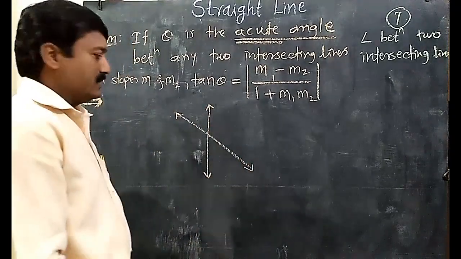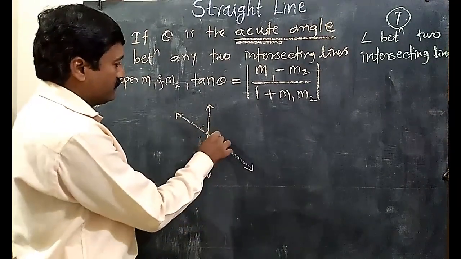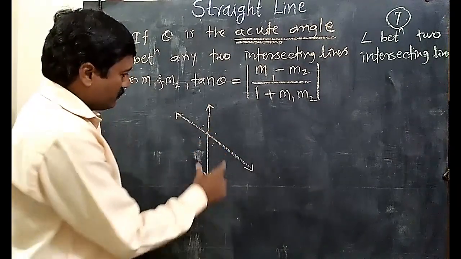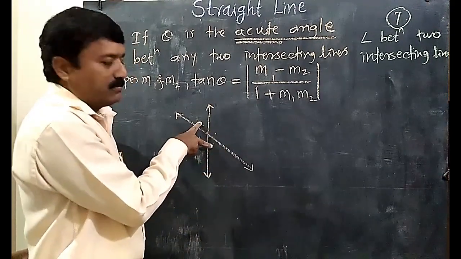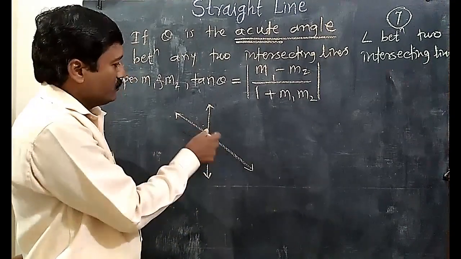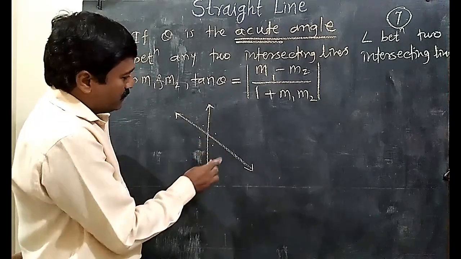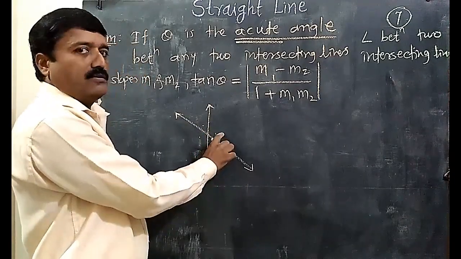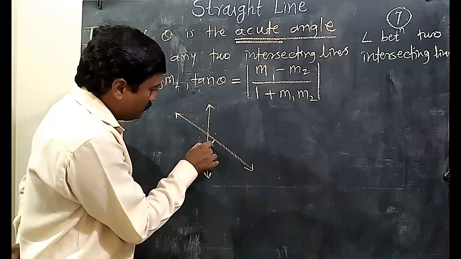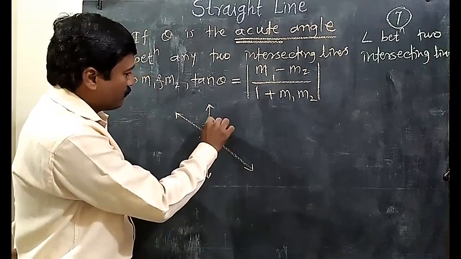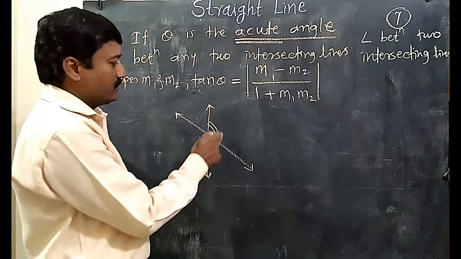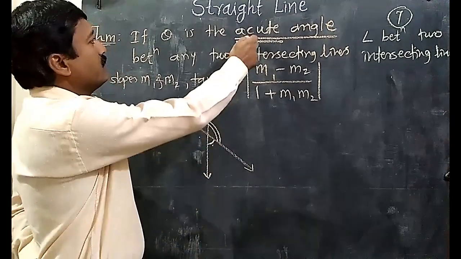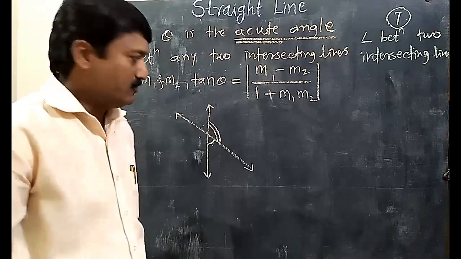So if you draw any two lines, then there is formation of these four angles. Out of these four, these two are congruent because they are vertically opposite. These two are congruent because they are also vertically opposite. So remains only two angles. Out of these two, if lines are not perpendicular, one will be acute angle, other will be obtuse angle. This is small angle, this is large angle. So we will consider only acute angle between those two lines.